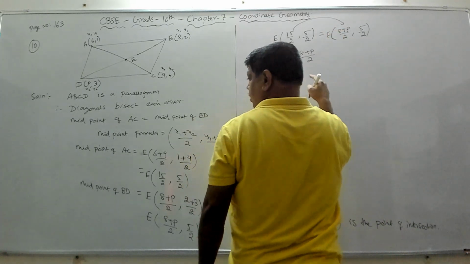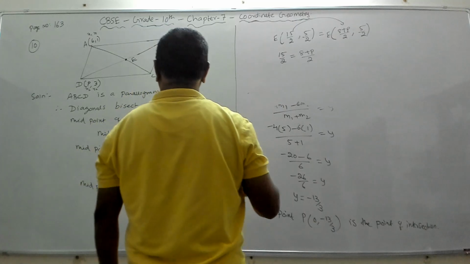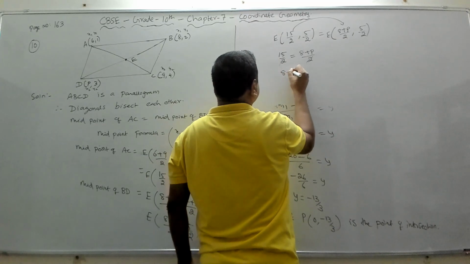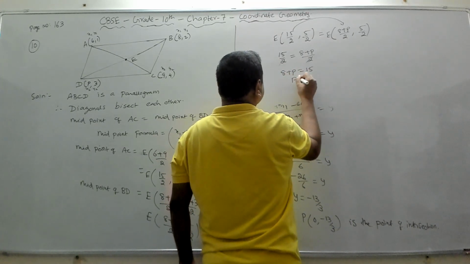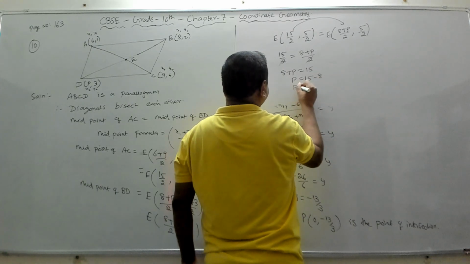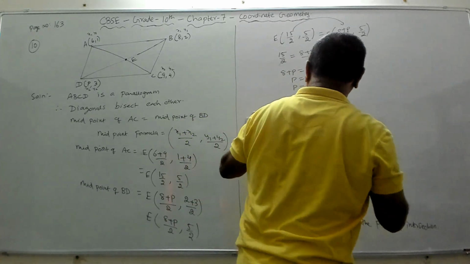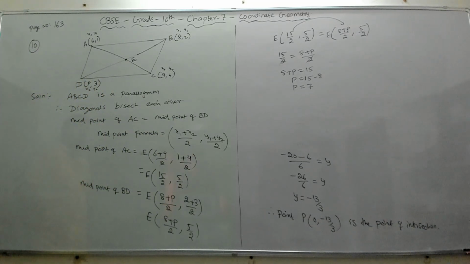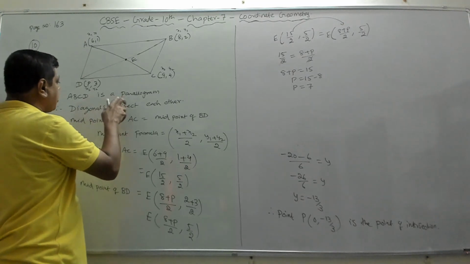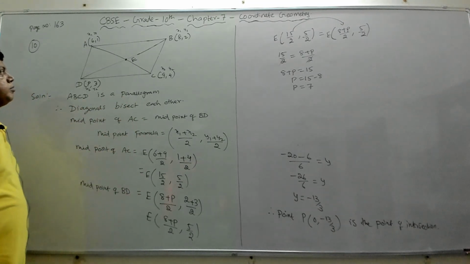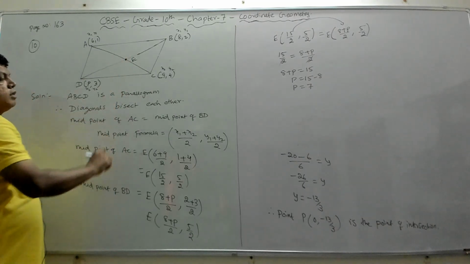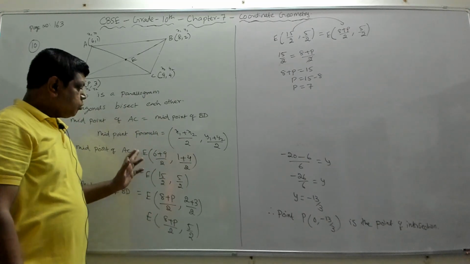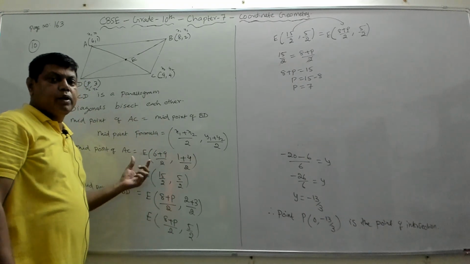Now if you compare these two, the 2 will get cancelled. You'll get 8 plus p equal to 15. p is equal to 15 minus 8. So p is 7. So we have found the value of p. We have used one of the properties of a parallelogram, that the diagonals bisect each other. I am taking this point as E, not as O, because you may think O is 0 and get confused, thinking I am multiplying 0 with this. We can't multiply a number with a point.